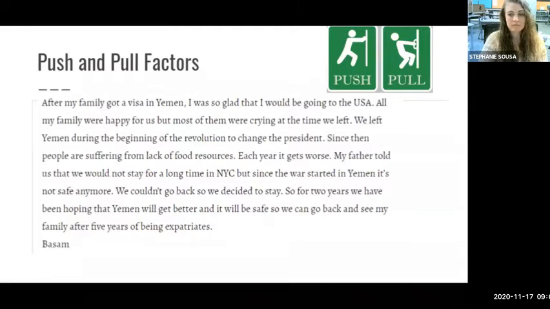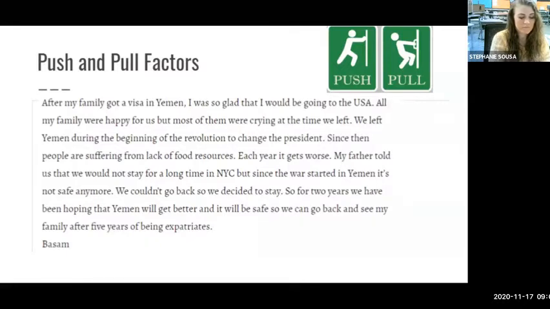He says, "After my family got a visa in Yemen, I was so glad that I would be going to the USA. All my family were happy for us, but most of them were crying at the time we left. We left Yemen during the beginning of the revolution to change the president. Since then, people are suffering from lack of food resources. Each year it gets worse.